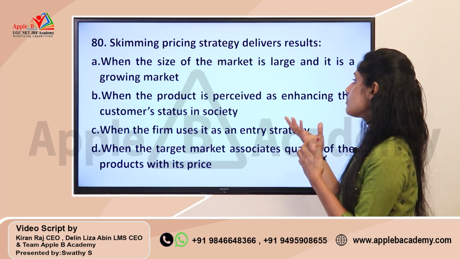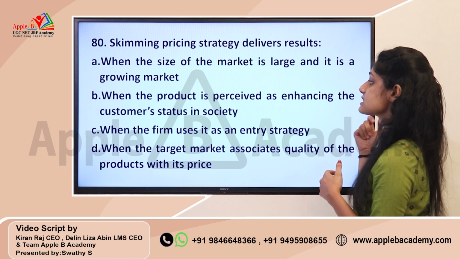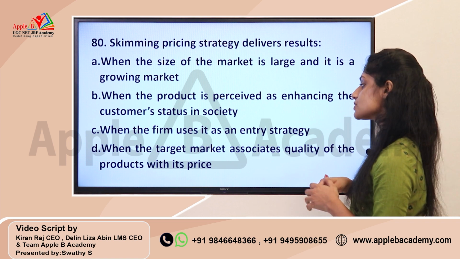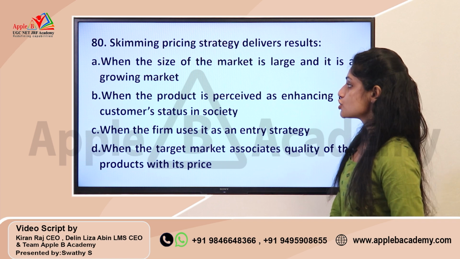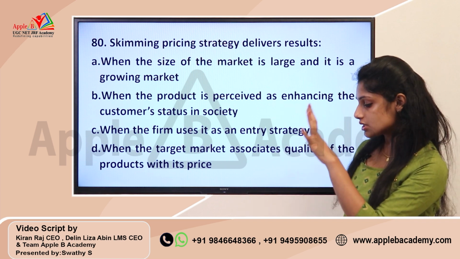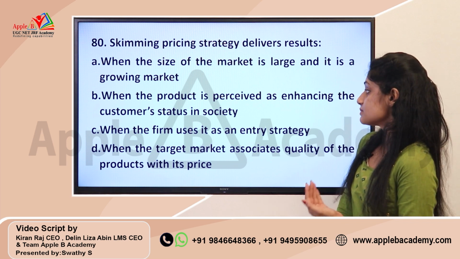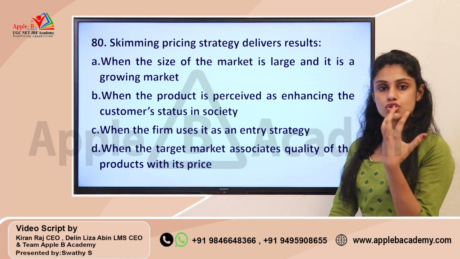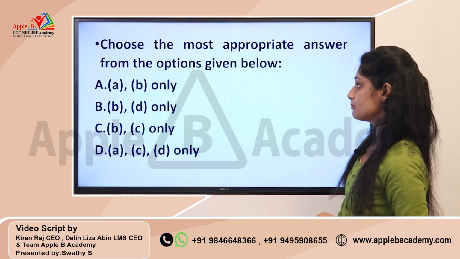So if the size of the market is large and it is a growing market, when the product is perceived as enhancing the customer status in society, then when the firm uses it as an entry strategy, when the target market associates quality of the products with its price, you will receive the benefits of skimming price strategy. In which situation? It is actually option B and D, that is, when the product is perceived as enhancing customer status, and D, when the target market associates quality, when it's giving importance to quality, that is B and D, that is option D.